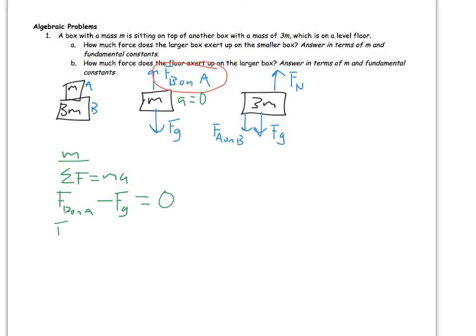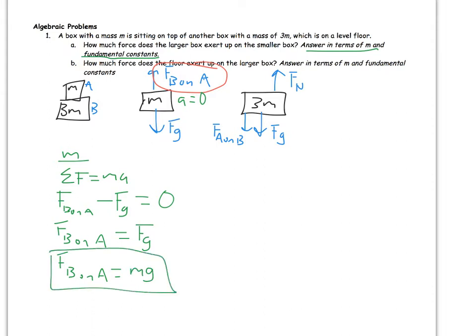So we can say the force of B on A is simply equal to the force of gravity acting on that box. We want to answer, though, in terms of m and fundamental constants. So I'm going to make that substitution that I know the force of gravity is equal to mg. And so that's going to be my answer to the first one. The force that the larger box exerts up on the smaller box is simply mg. So that solves part A.